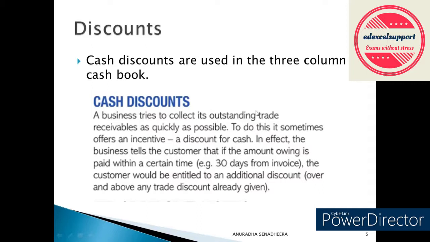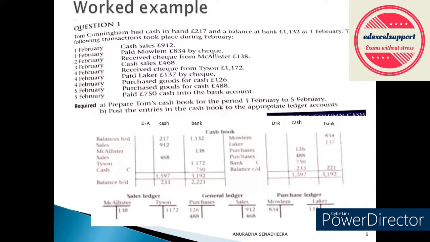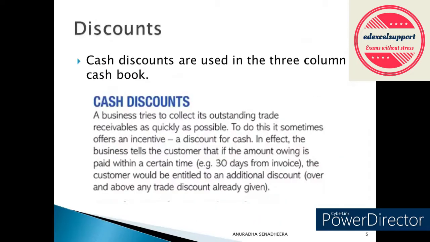The business tells the customer that if the amount owing is paid within a certain time, like within 30 days from the invoice, the customer will be entitled to an additional discount over and above the trade discount already given. The same way, you can get a discount received for the business when you purchase goods on credit. You have to pay within the time period given by the supplier or the creditor, the trade payable. When you pay it, you will be able to get a discount. So it's called discount received.